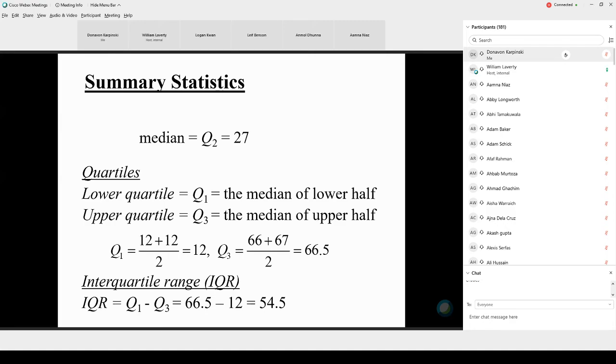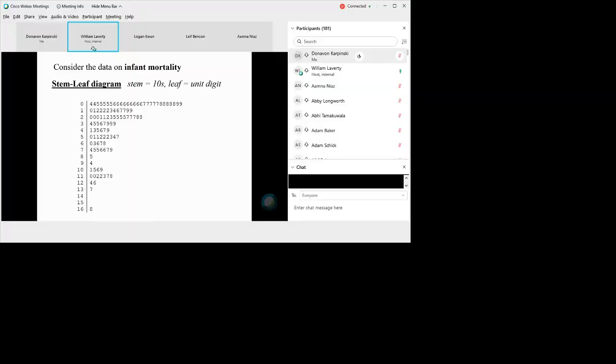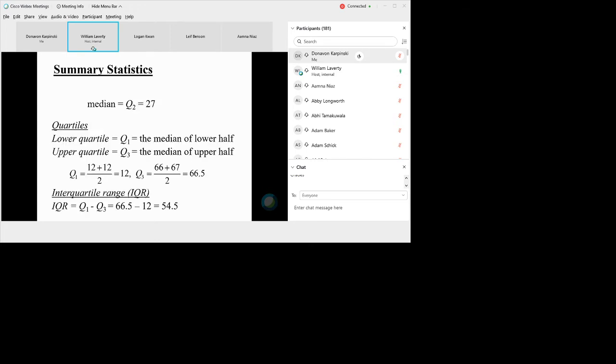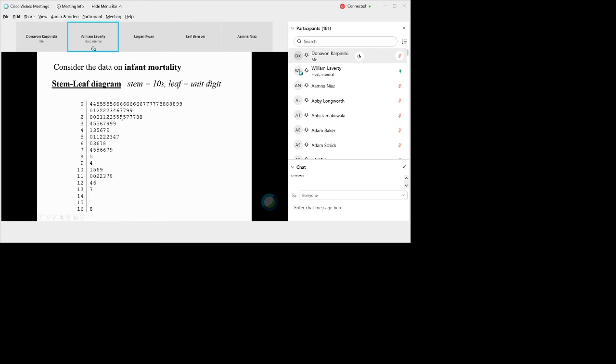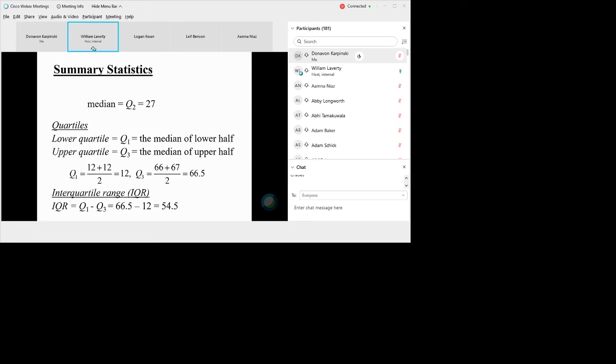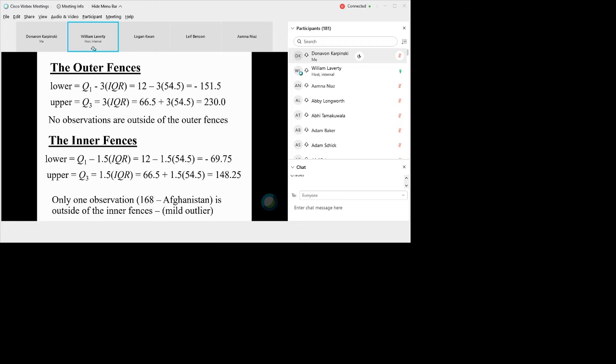There are 109 observations there. The median is the middle observation. That turns out to be 27, this number here. Q1 and Q3 are the median of the lower half and the median of the upper half. Because the lower half has an even number of observations, it's going to be the average of two values. Q1 was 12, Q3 was 66.5.